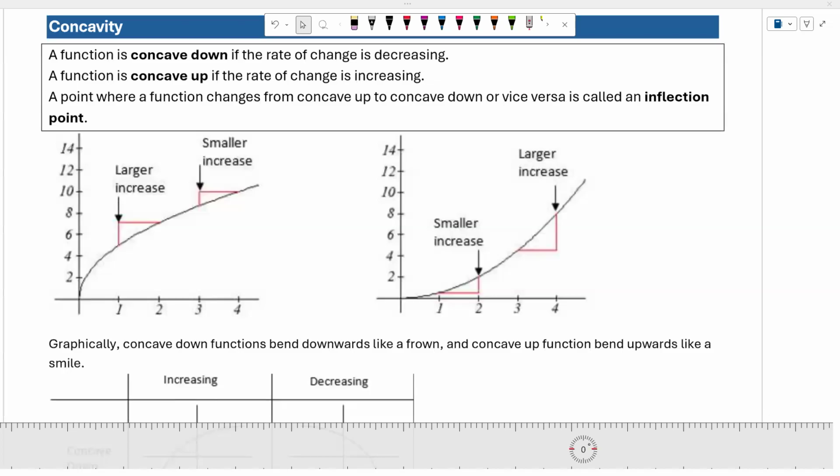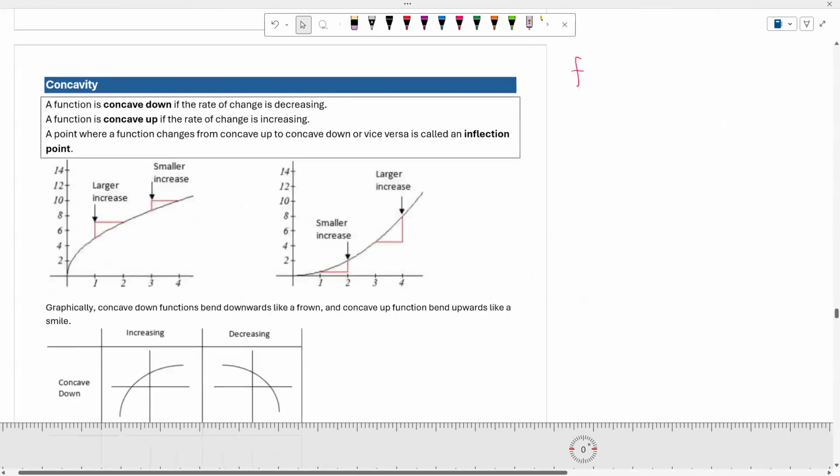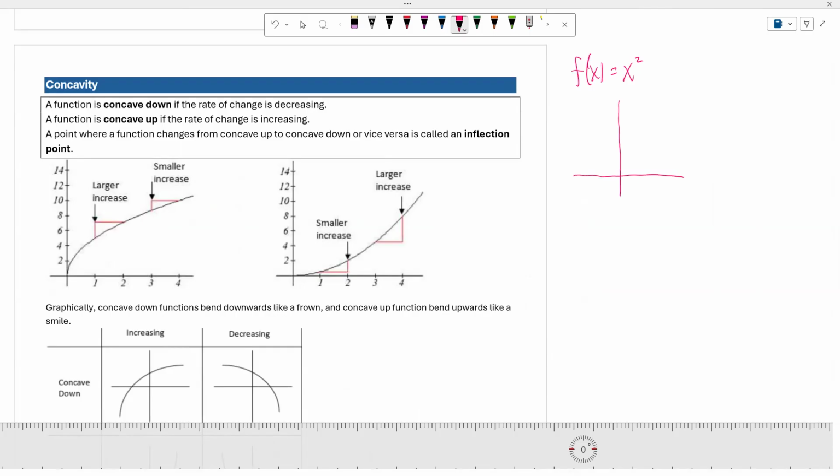Now, in this video, we would like to talk about concavity. The idea about concavity is something we have seen before. For example, f of x equal to x squared. In this case, you will see that the function x squared is open upward, right? In math, we say that this is concave up.